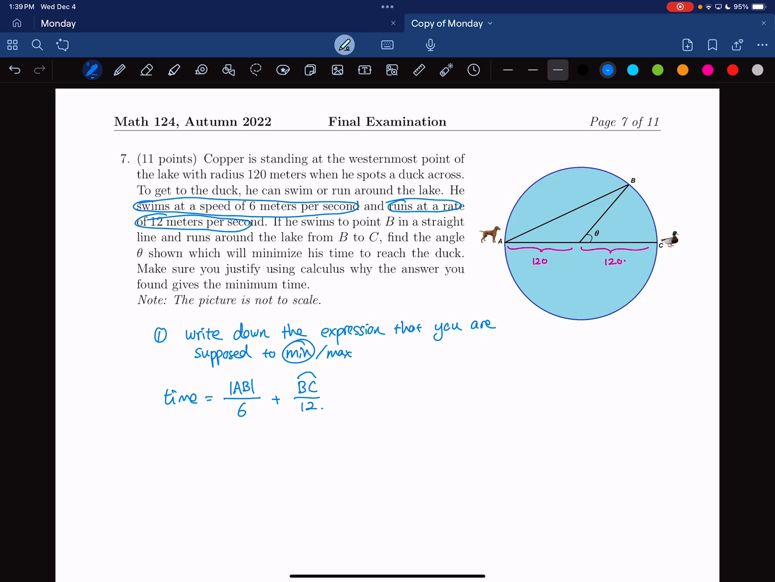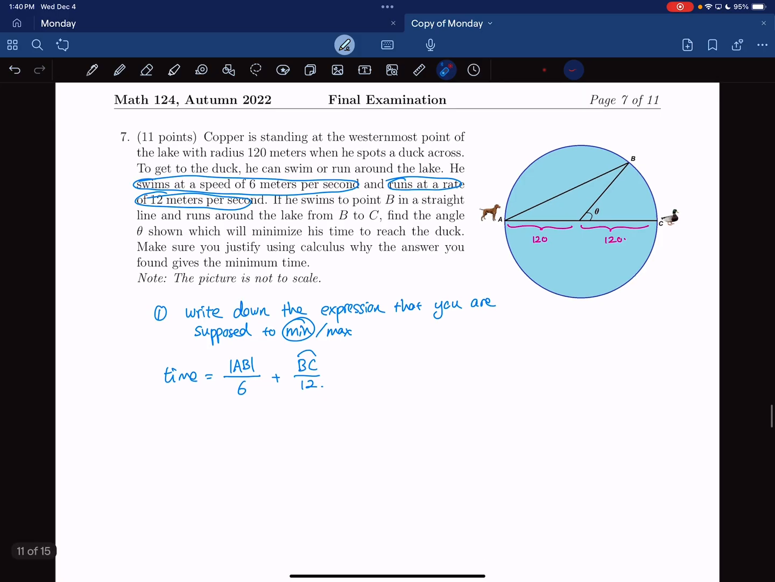Okay, so that's an expression for the time. Does that make sense so far? Okay. Now, none of this is very hard to write down yet. Now, what I need to do is convert this expression to a mathematical expression. Then I can take the derivative. So how do I do that?